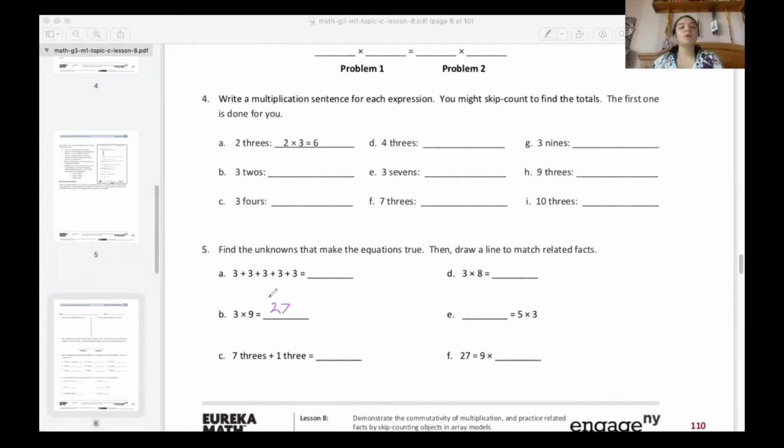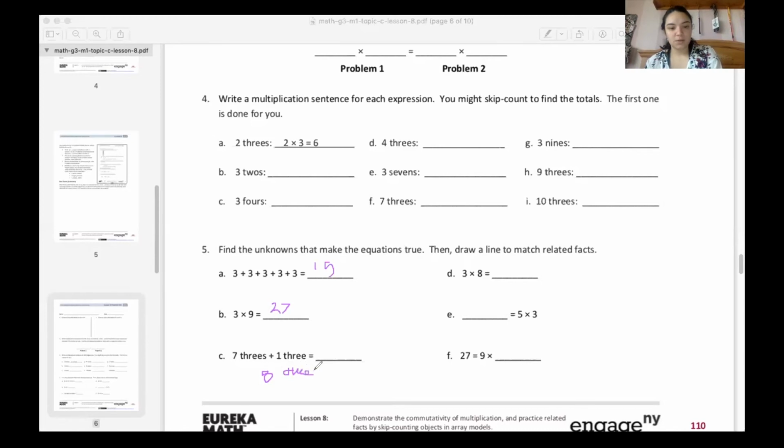Now let's look at A. We're just going to skip count by 3 5 times because that is what's on there. So ready? 3, 6, 9, 12, 15. So this is 15. All right, now let's solve the last one. We have 7 3s plus 1 3. So 7 plus 1 is 8. So we have 8 3s.